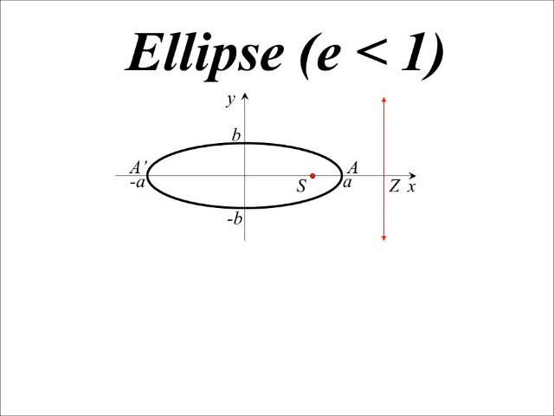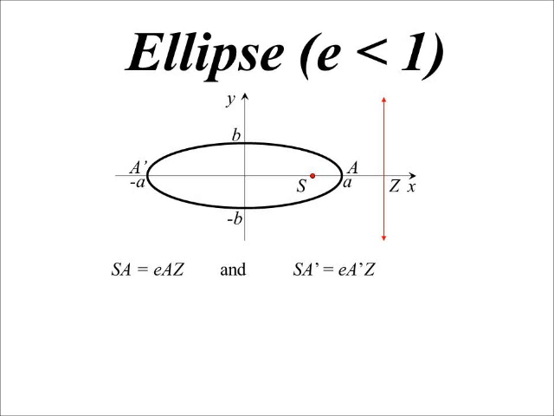There's my focus, which you'll remember we label S. And there's my directrix, which I've labelled Z in this case. Now, our definition was any point on the ellipse: its distance to the focus is equal to a multiple of its distance to the directrix. So I've put A right on the vertex here, which is a distance little a from the centre. But we know the distance from S to A will be the eccentricity times the distance from A to Z.